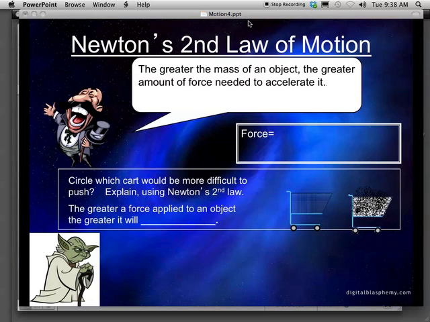Newton's second law. Newton's second law is one that involves a mathematical formula. So Newton's second law says the greater the mass of an object, the greater force it will take to accelerate that object. Now that's sort of common sense. The formula we have for Newton's second law is F equals ma. Force applied equals the mass of the object times the acceleration.